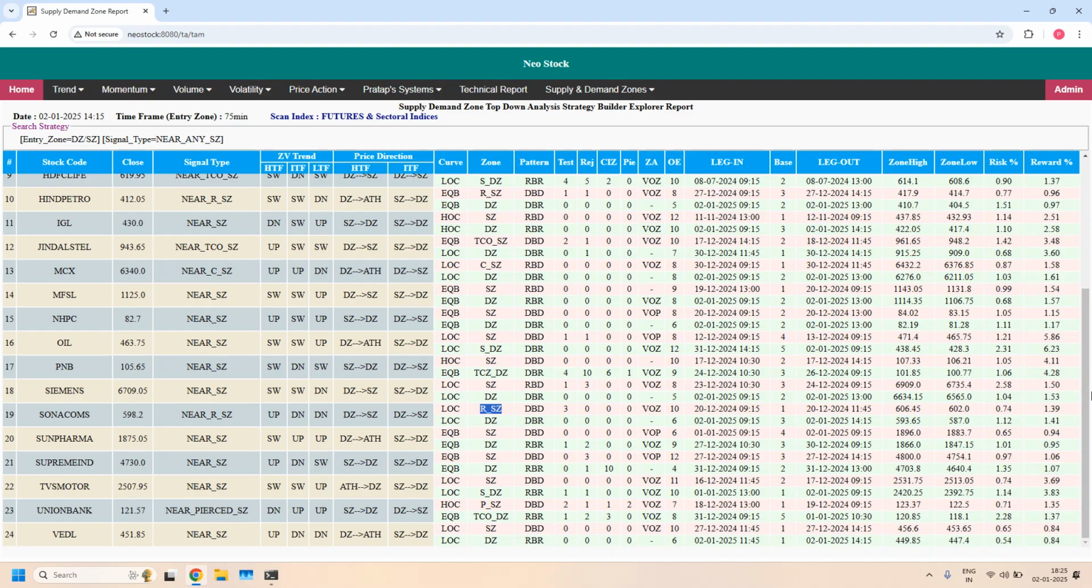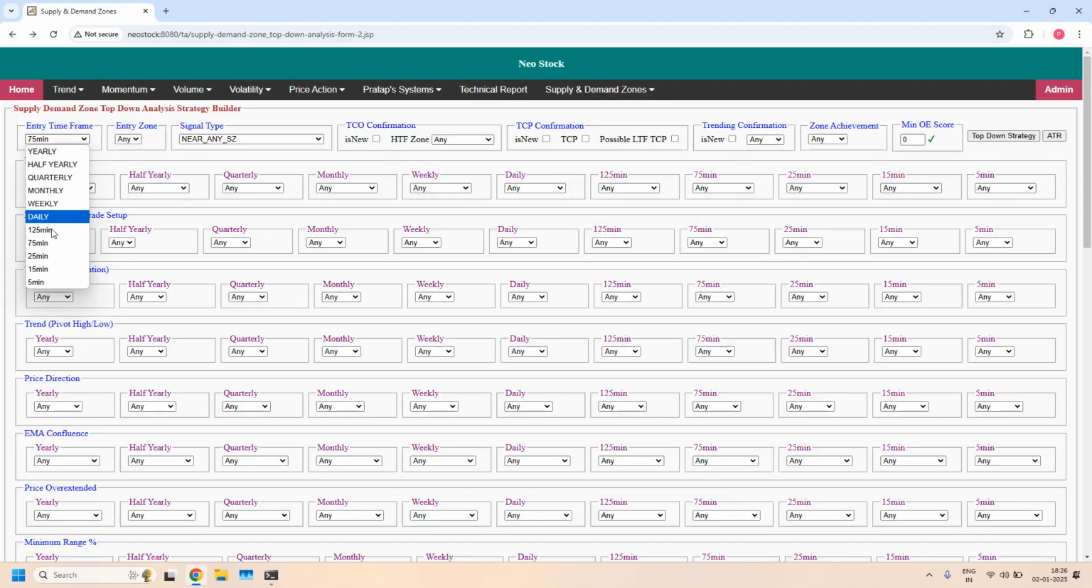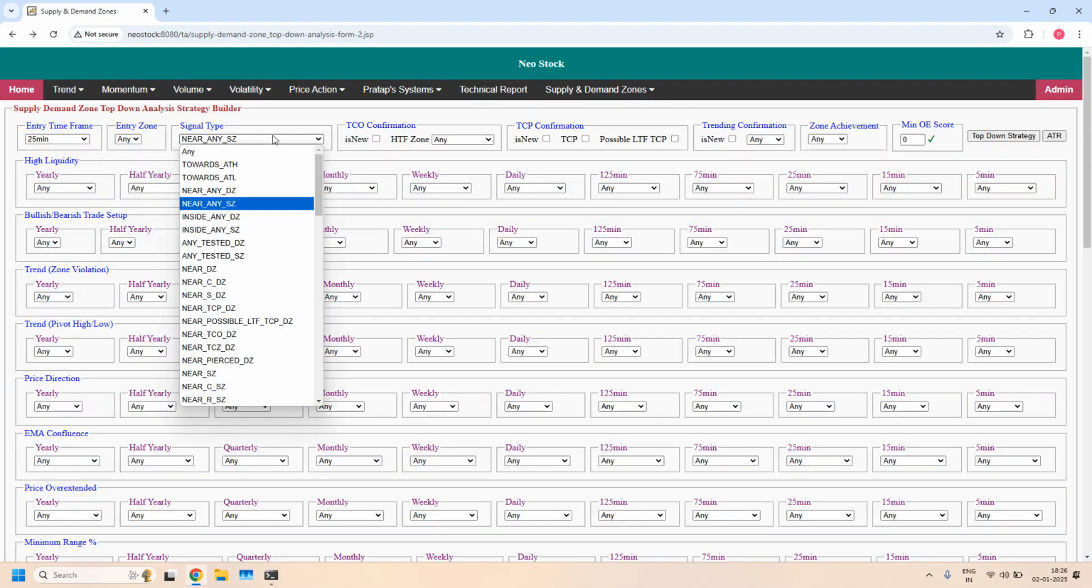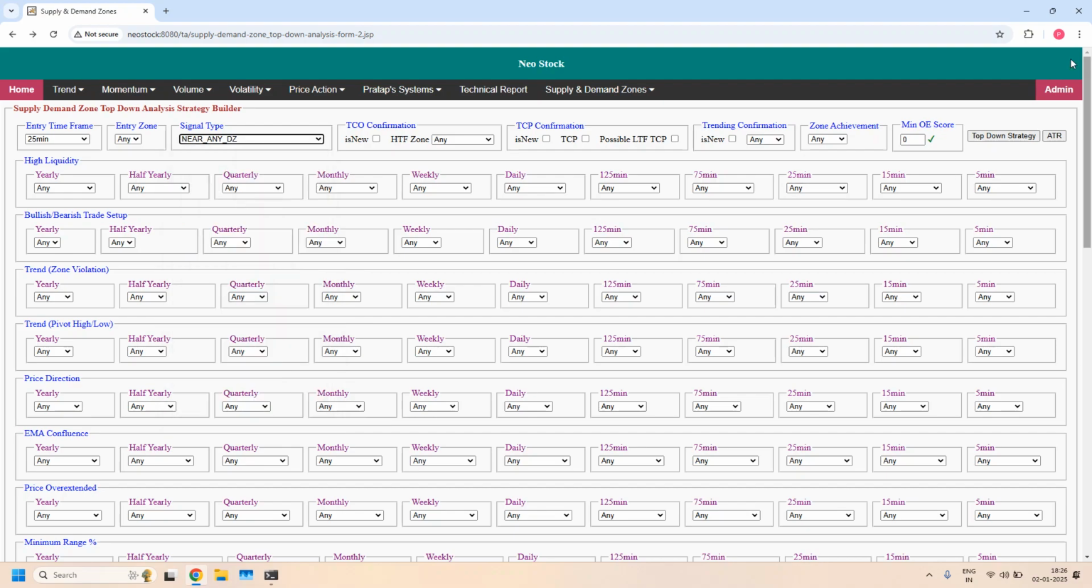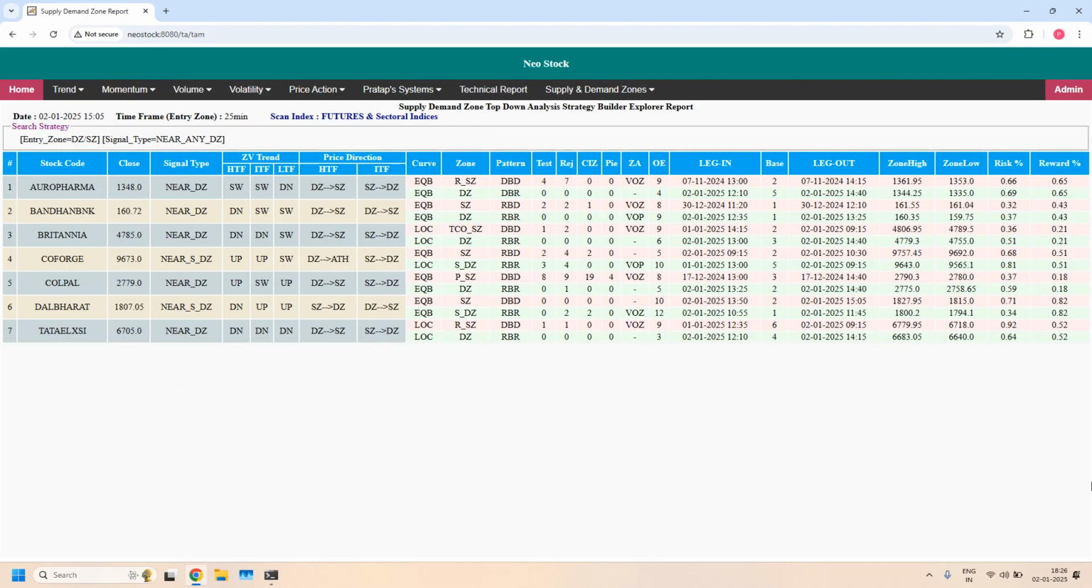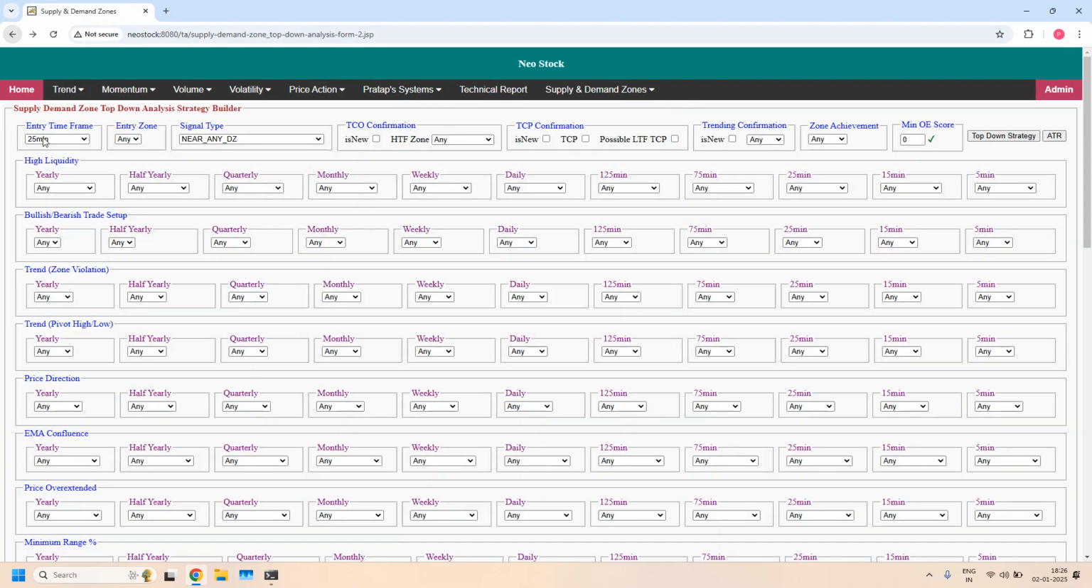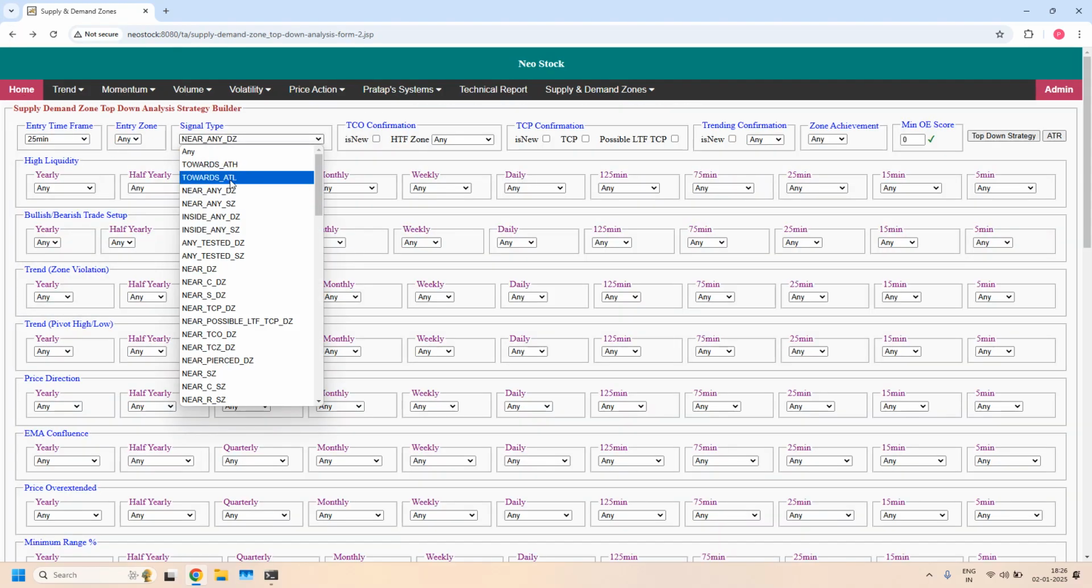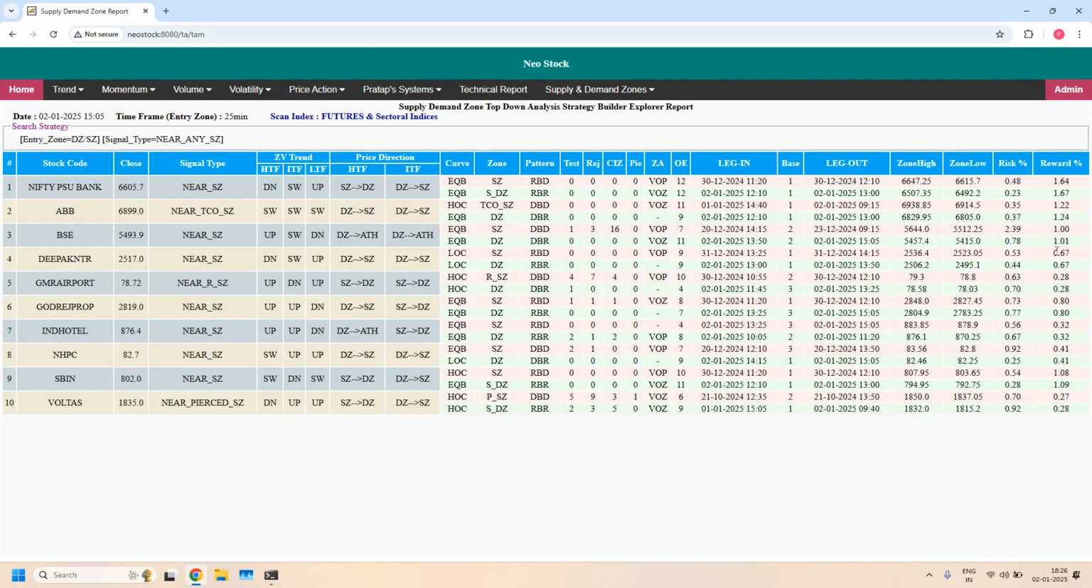Okay, this is about high liquidity zones. The next time frame is 25 minutes. Stocks near 25 minutes demand zone. 7 stocks are filtered. Next 25 minutes time frame, stocks near 25 minutes supply zone. 10 stocks are filtered.